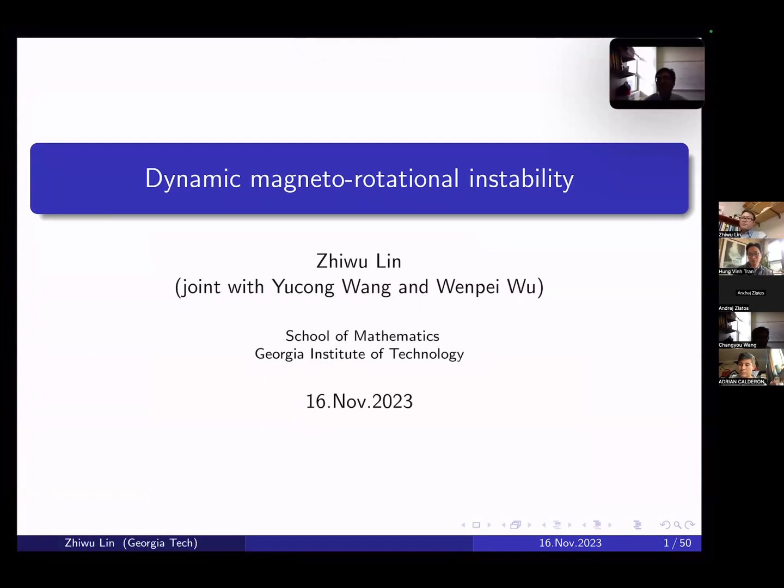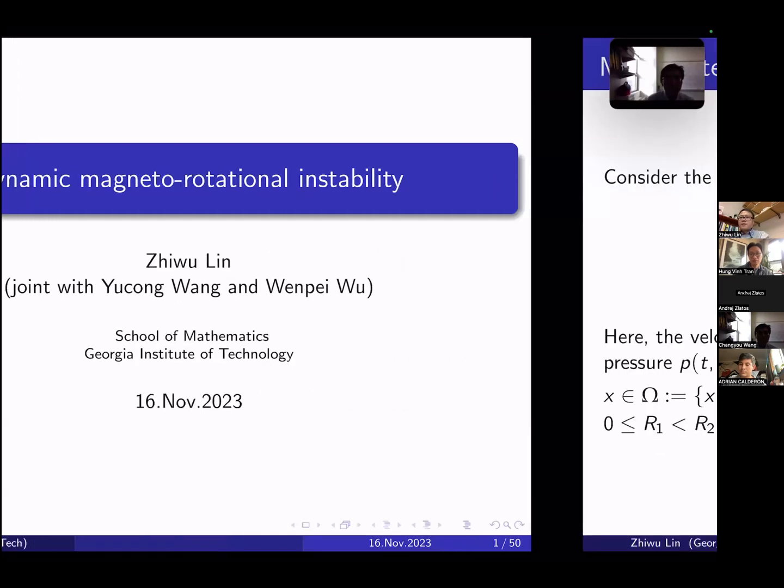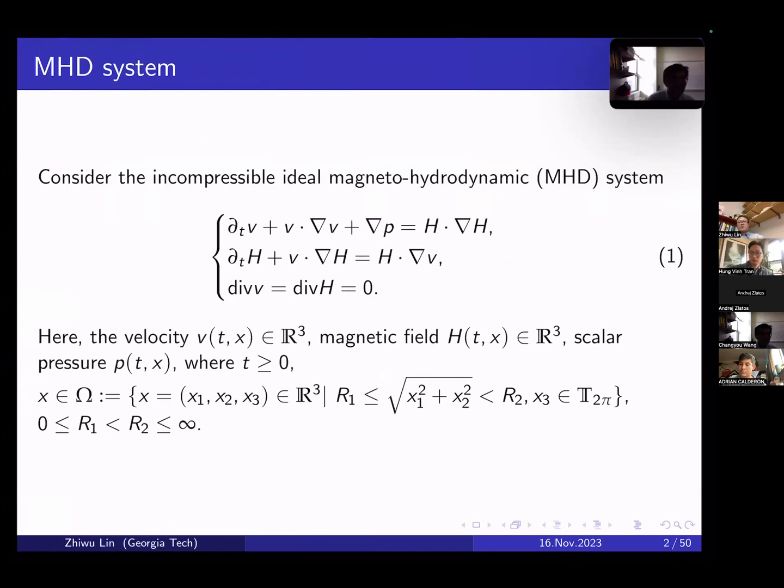Okay, so today I will talk about some recent results on dynamic magneto-rotational instability. This is joint work with Yucong Wang and Wenpei. They're both faculty at Xiangtan University in China. So let me introduce the model.